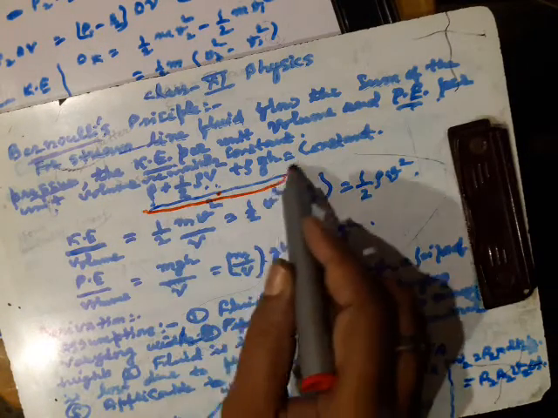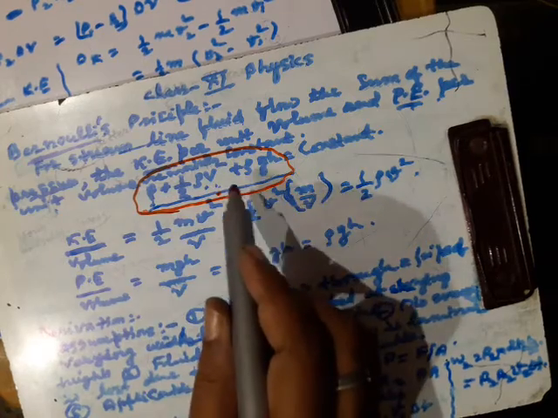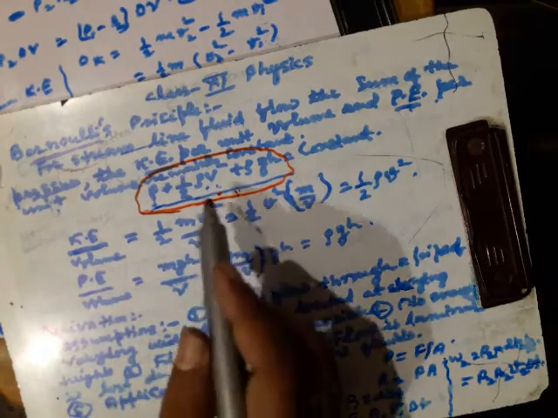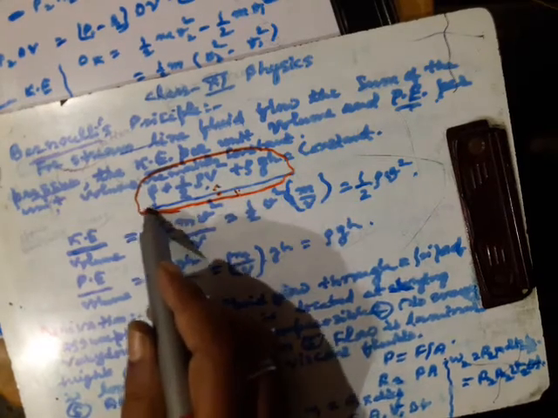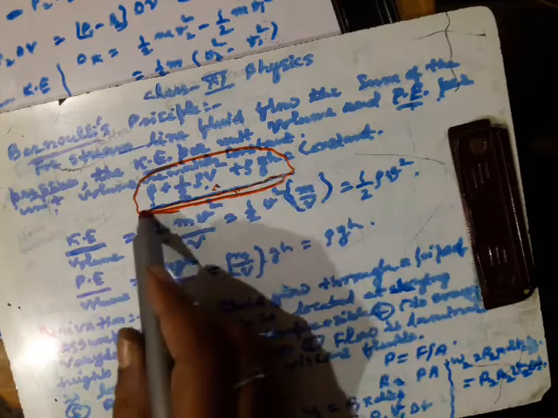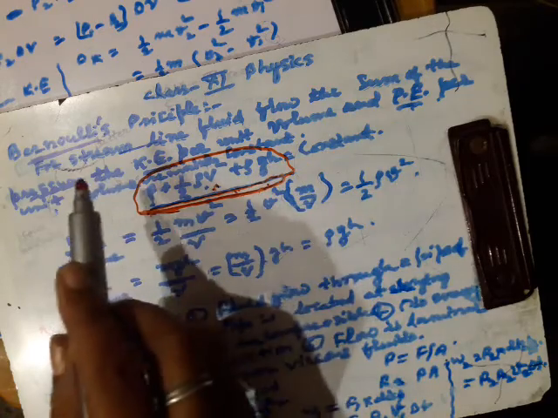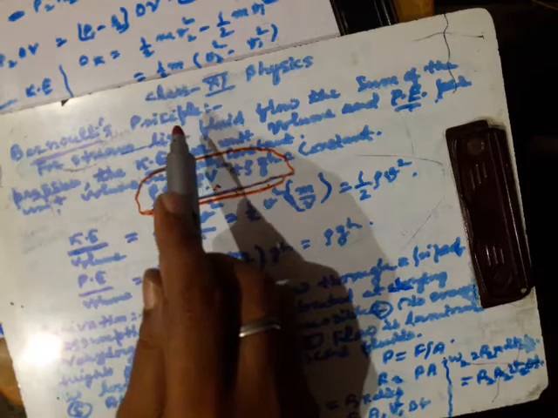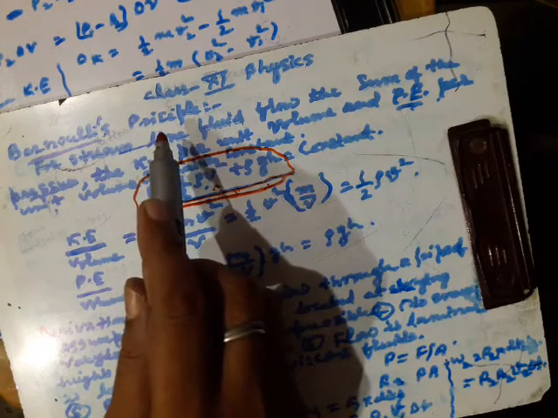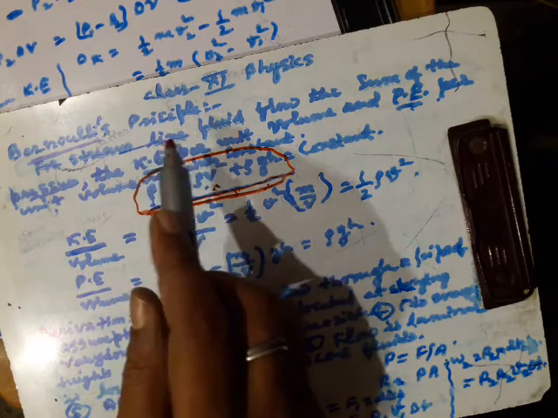If you only memorize this formula, it is difficult to keep in mind, because mathematical terms are used. But if you go step by step, then you are able to derive Bernoulli's principle. Okay, these are all the things given in Bernoulli's principle.